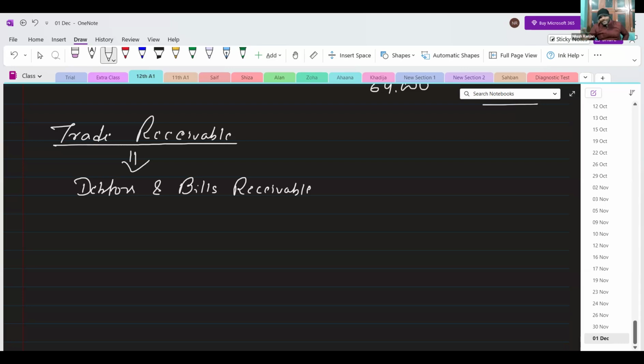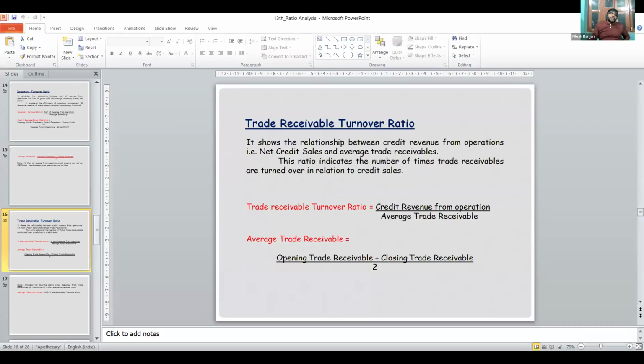Now, what this ratio shows. If you see here, it shows the relationship between credit revenue from operation, that is net credit sales, and average trade receivable. You can see the slide I'm sharing. Sometimes I forget to share, so every time I'm sharing something new, I'm making sure it is visible to you.